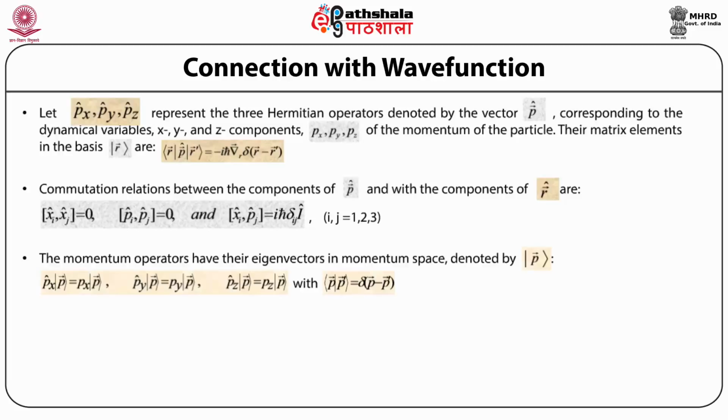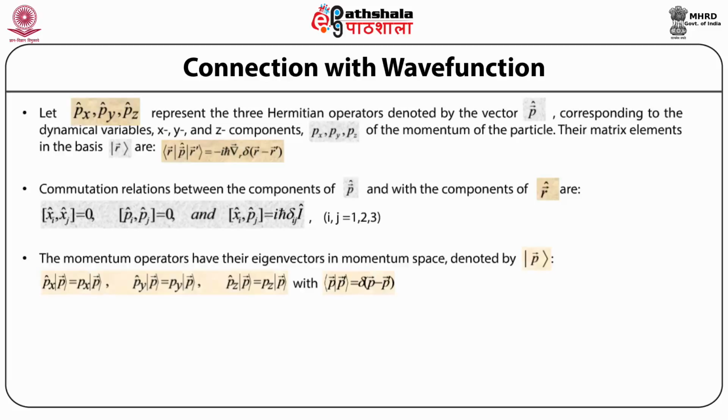The manner in which we had earlier defined the relation between the operators and the vectors and the dynamical variables for the position coordinates, in a similar manner, here we are defining the relation between the momentum operator, the momentum vector, and the dynamical variable of the corresponding operator. So along the x component, the operator px acting on the ket vector p gives us the dynamical variable px with ket vector p, where the x index denotes the x component of the momentum vector. Similarly the operator py, which is the y component of the momentum operator, acting on the ket vector p gives us the dynamical variable py acting on the ket vector p.